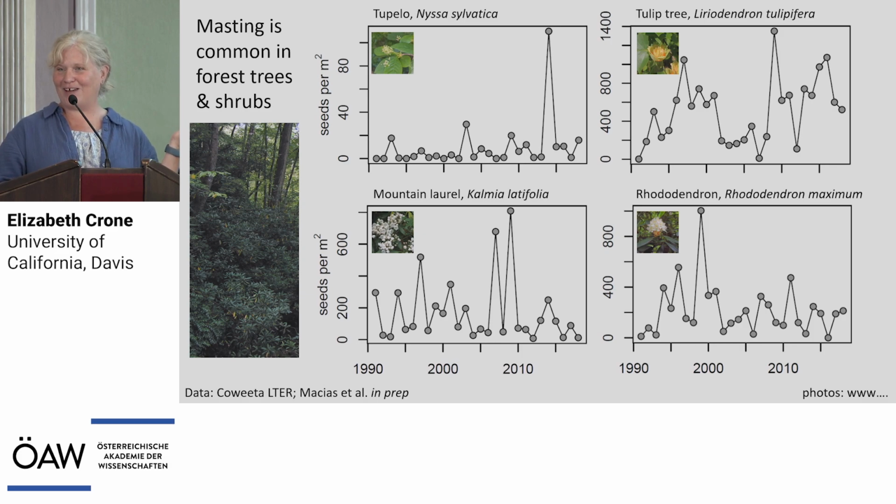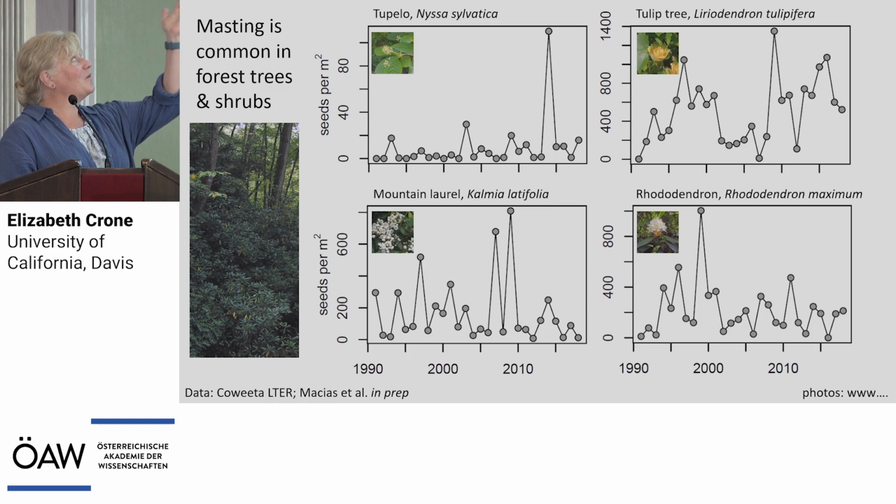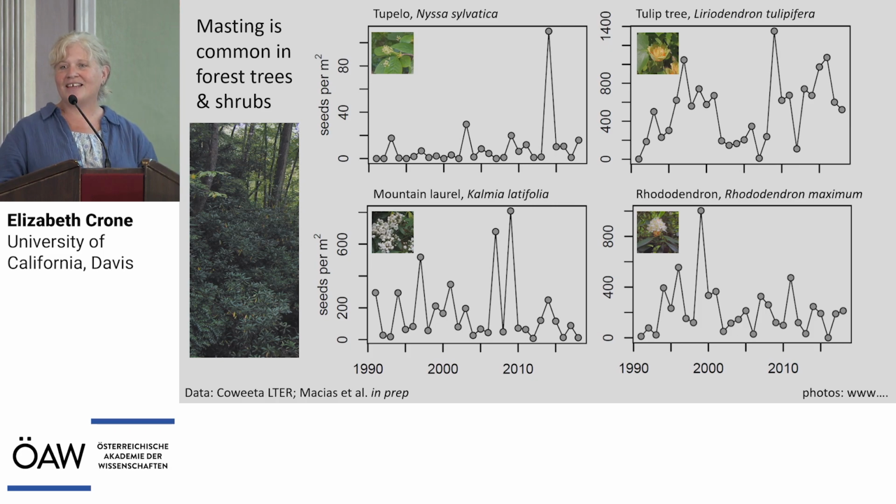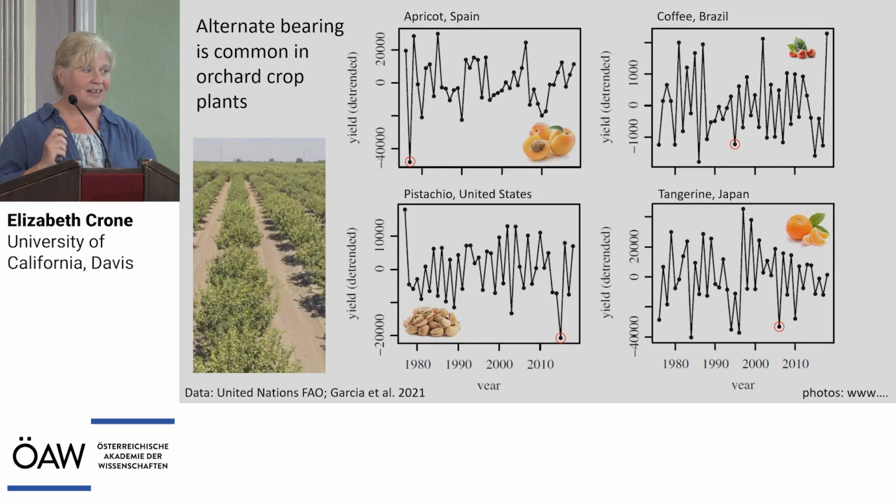Here are some of the less famous plant species from the southern hardwood forests of the US where I grew up. Tupelo, tulip tree, mountain laurel, and rhododendron, both understory shrubs. And you can see in these species, there's also very erratic seed production, not that different from oaks and beeches.